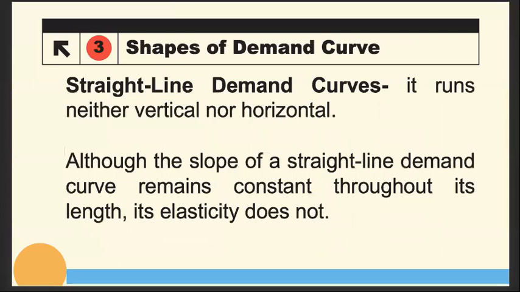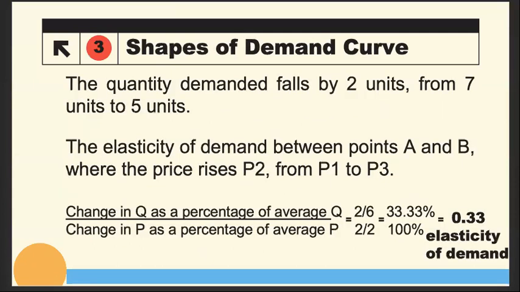Now, we can say that the demand curve is a straight line when it runs neither vertical nor horizontal. Although the slope of a straight line demand curve remains constant throughout its length, its elasticity does not. Now, the shapes of demand curve. The quantity demanded falls by 2 units, from 7 units to 5 units.